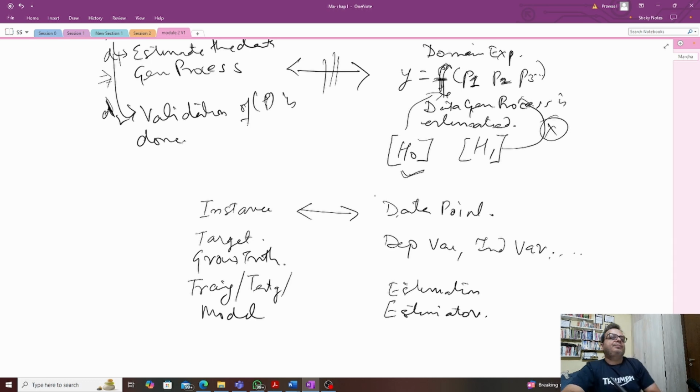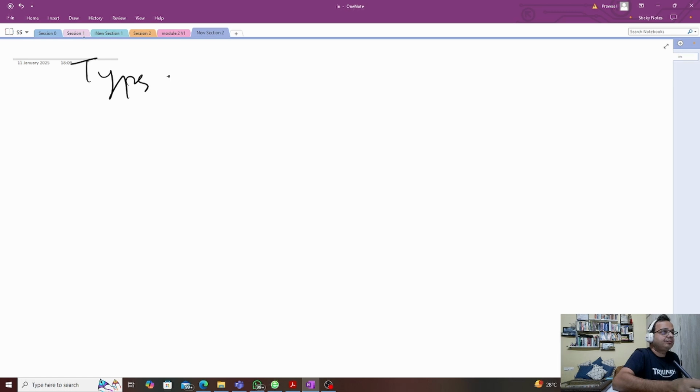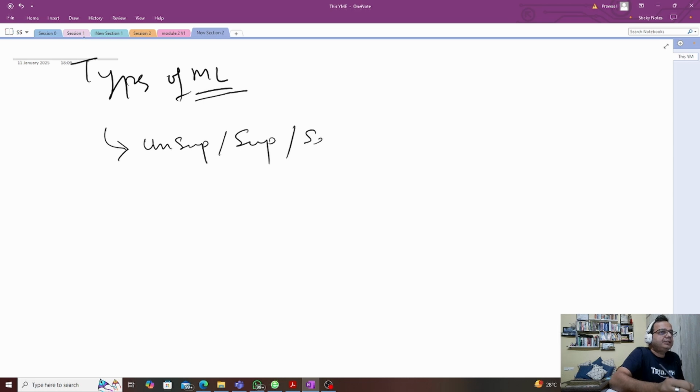This person may be saying types of machine learning. So machine learning is distinctively divided into 4 categories primarily. One is called unsupervised, second one is supervised, third one is semi-supervised, and then there is one more which is called reinforcement. Let's go through them one by one.